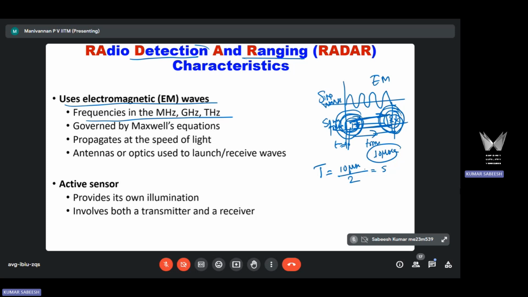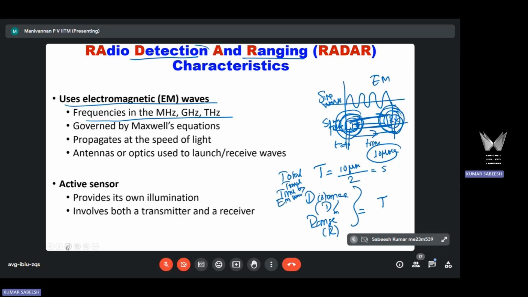The distance can be calculated using a formula. Note down: distance d equal to, or range R equal to, because most of the time they say range R, both are the same. In radar terminology they call it range, but generally we say distance only. R is nothing but, with T being the total travel time, the total travel time of the electromagnetic wave.